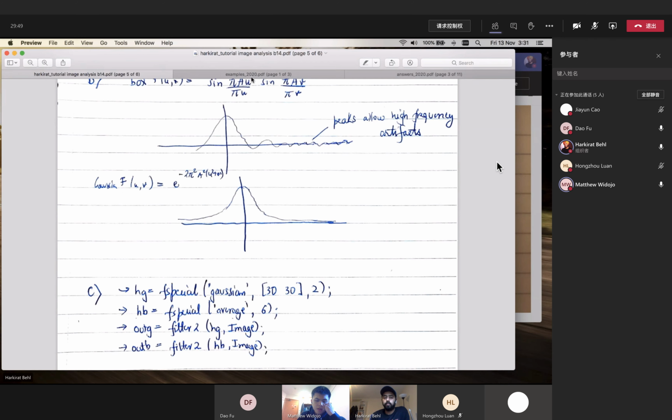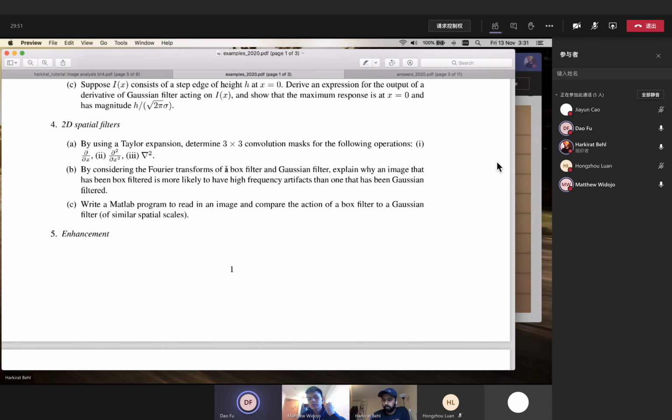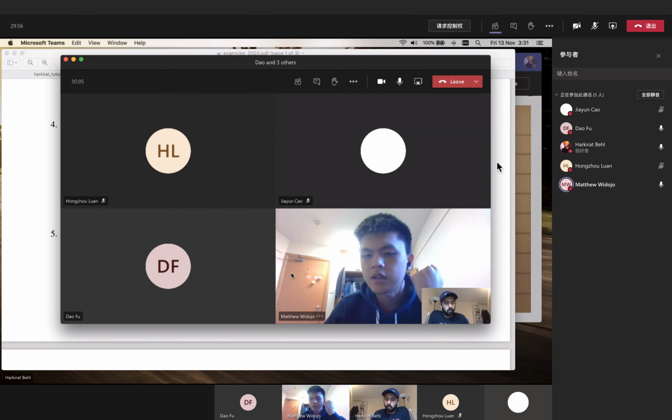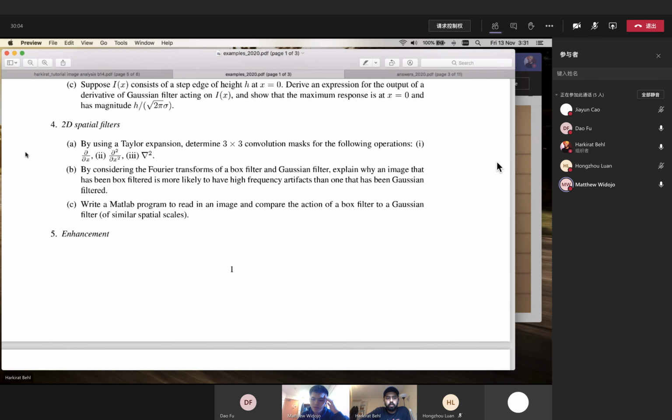Yeah. So when the question asks to compare the action of a box filter to a Gaussian filter of similar spatial scales, what do they want you to say? Because I did it, and both pictures came out looking a bit blurry. So I don't understand, compare the action. So what's the difference then?